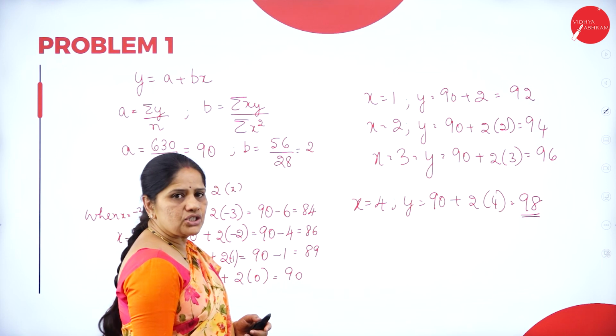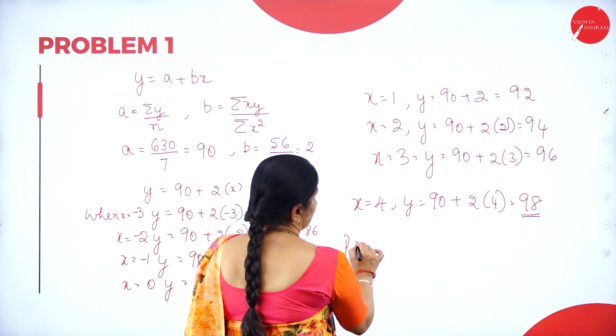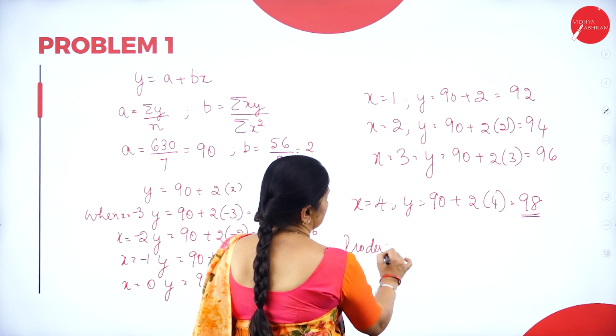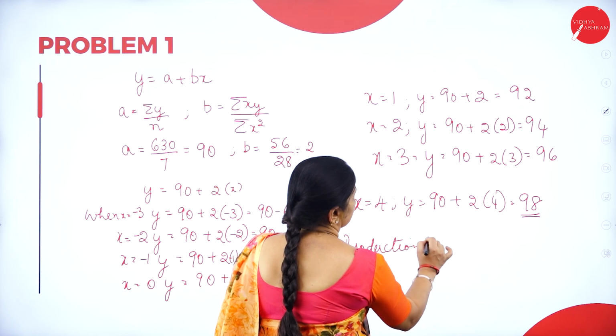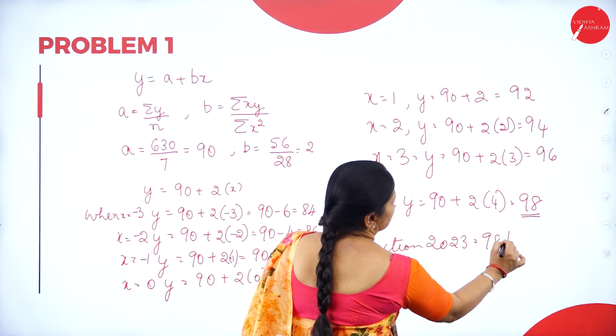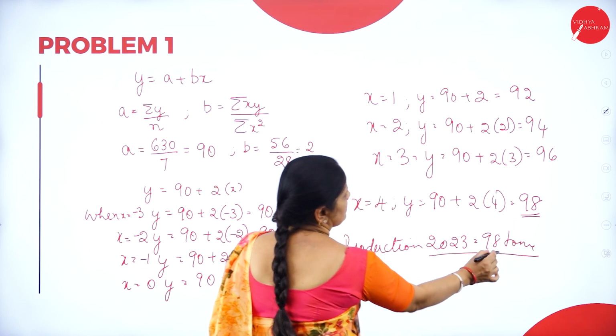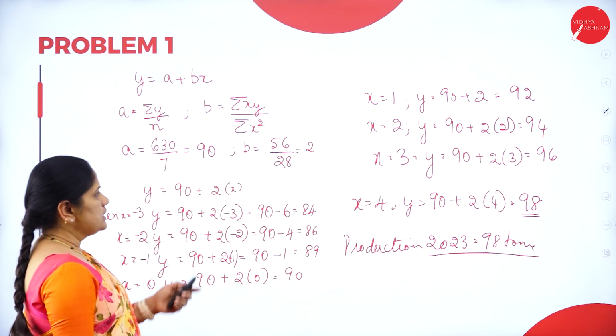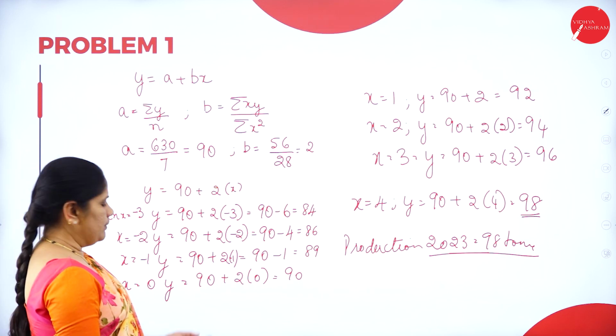So the production of sugar in 2023 equals 98 tons. So this is the answer. So this way we have to work out the problem.